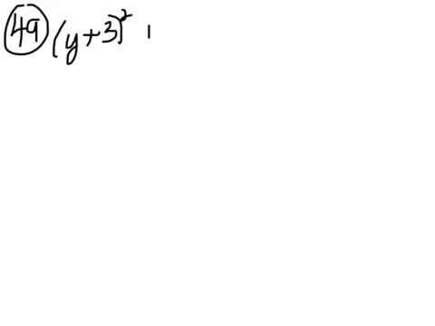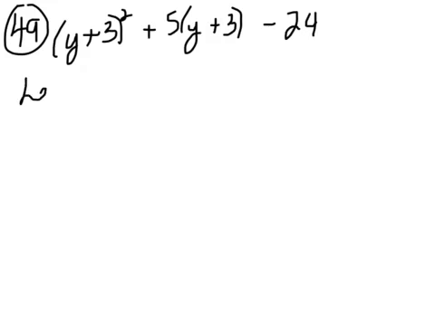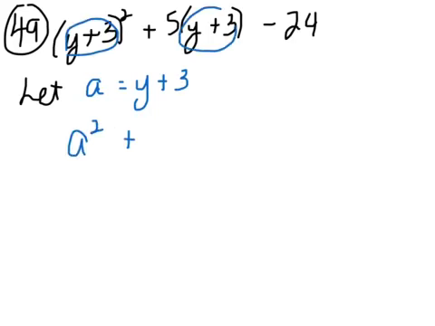plus 5 times y plus 3 minus 24. Okay. Now, a lot of times in math, there's a little thing we can do, and you don't have to do this, but sometimes it helps people. What we're going to do is just for a minute, let's make a simple substitution. I'm going to call y plus 3, I'm going to give it the letter a. I'm going to say it's equal to a. And then I'm going to rewrite this as a squared plus 5a minus 24.